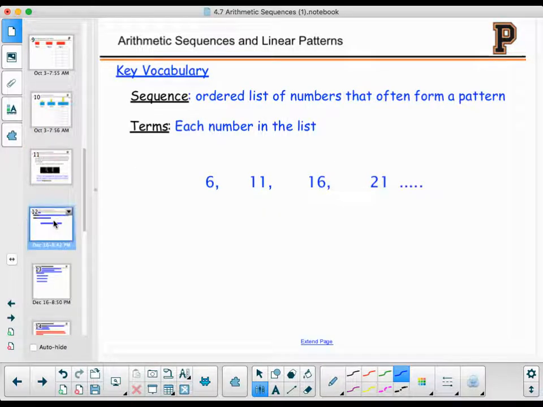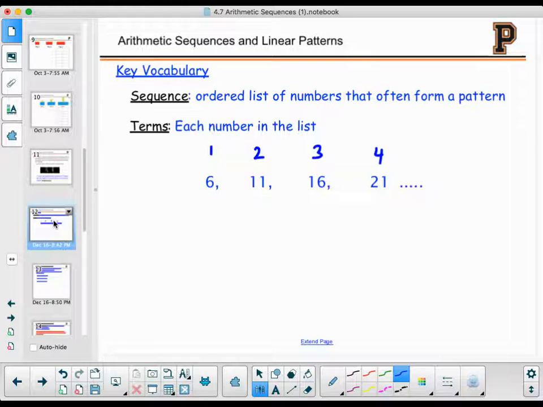Some key vocab, make sure we get this down. A sequence is an ordered list of numbers that oftentimes will form a pattern, okay? This is an example of a sequence. Terms are each number in the list. So this is my first term. This is my second term in the sequence, third term, and so on, okay?